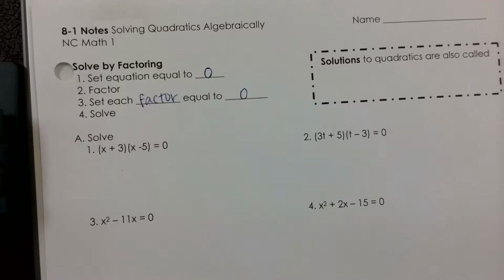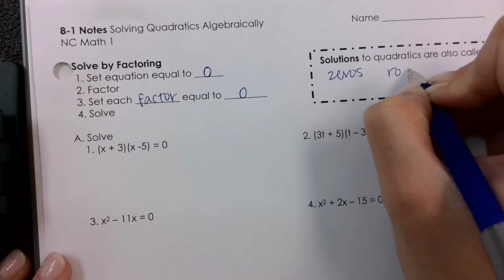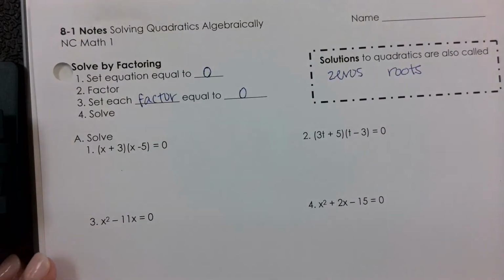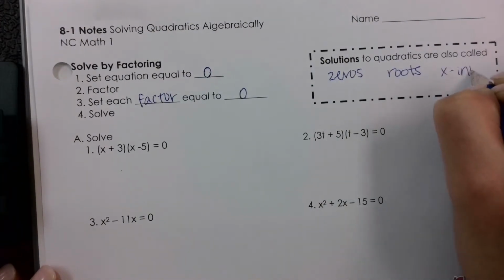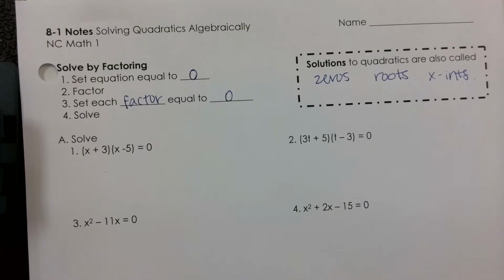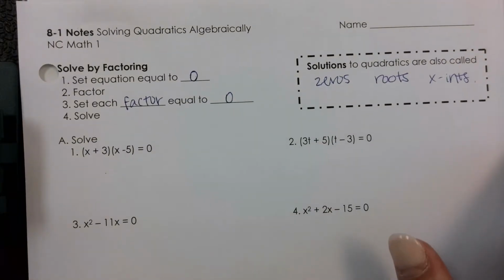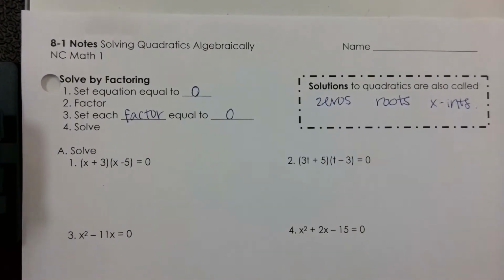We have a bunch of different words that we use for that. You can call them solutions, zeros, or roots. They even call them x-intercepts, because that's what they are. So all 4 of those things, solutions, roots, zeros, x-intercepts, all mean the same thing. If a problem asks you to find your solutions, or your zeros, or your roots, or your x-intercepts, they're all asking you to do the exact same thing. Just solve the quadratic, okay? Questions so far?